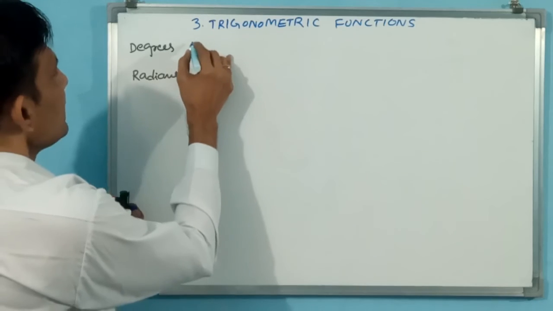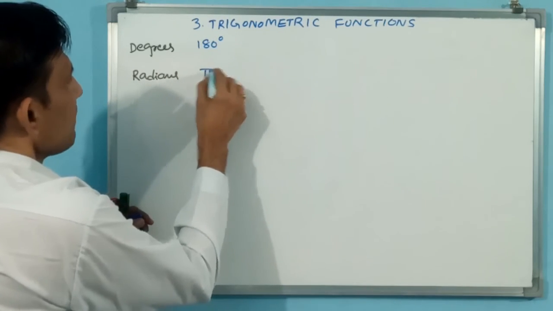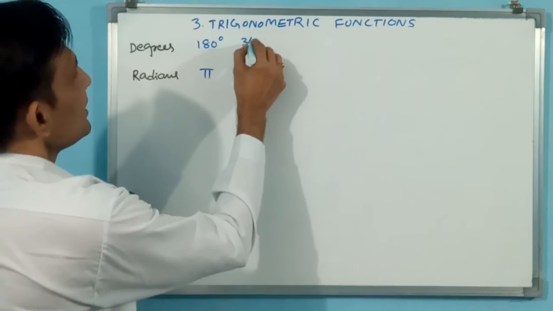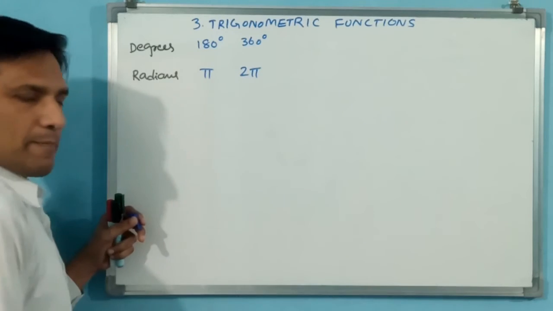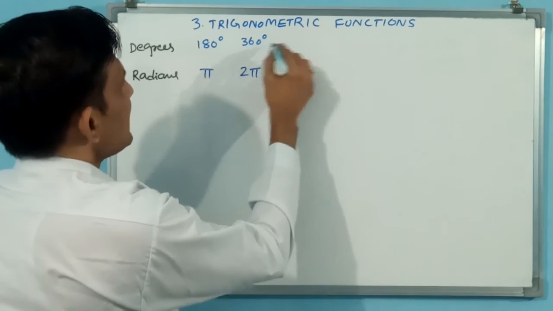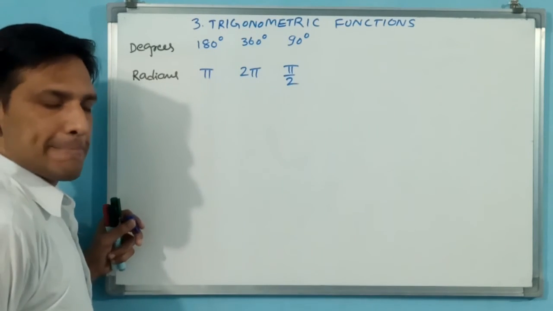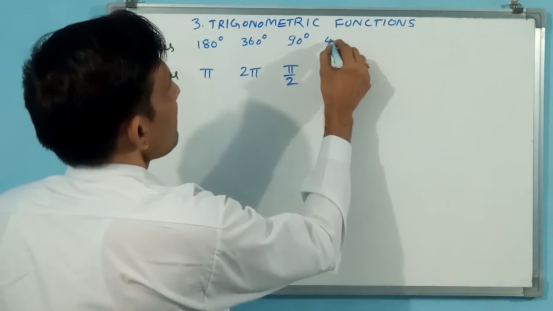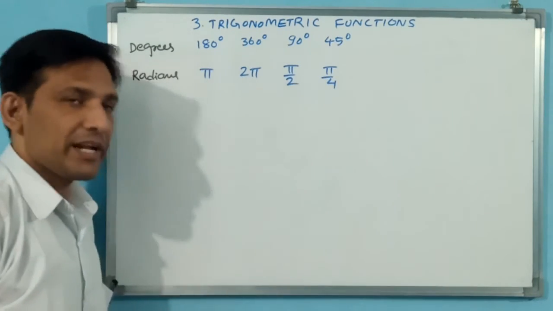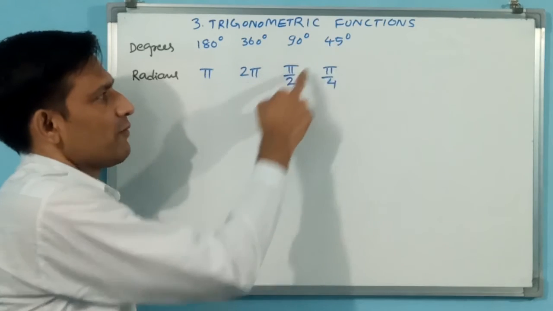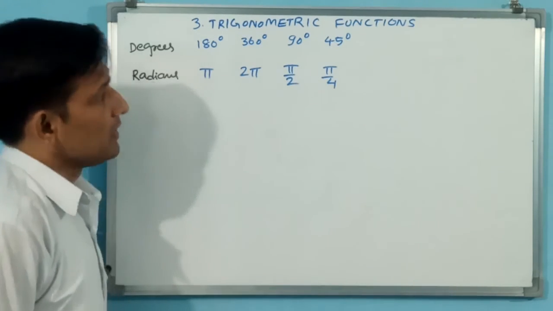Now we know that 180 degrees is equal to pi radians. 360 degrees, 2 pi radians. Then 90 degrees, pi by 2 radians. Then 45 degrees, pi by 4. See, 90 divided by 2 is 45, and pi by 2 divided by 2 is pi by 4.